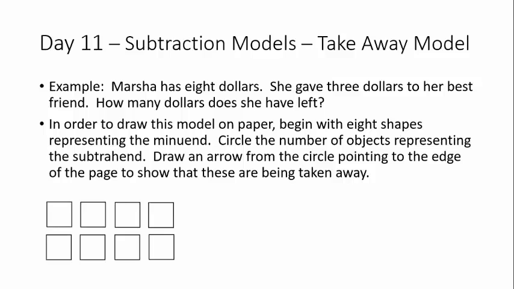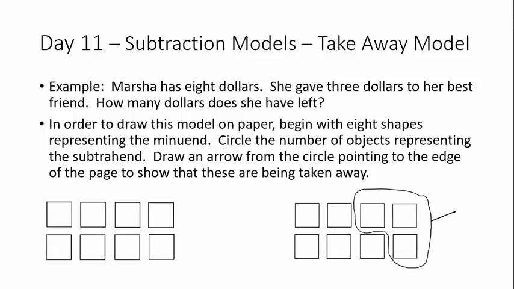To draw this on paper, you would again build the minuend. Here we have a representation of the 8 tiles. We will circle the ones that we're going to take away and draw an arrow off the page. And you can see this diagram on the right side.